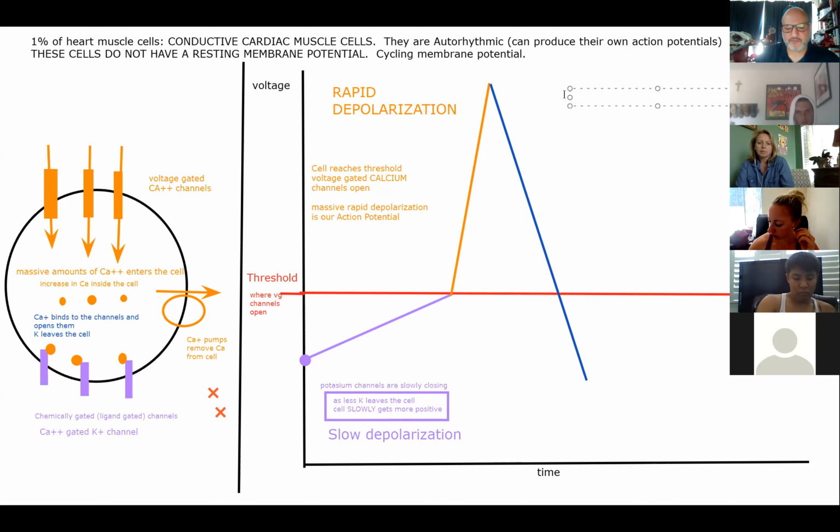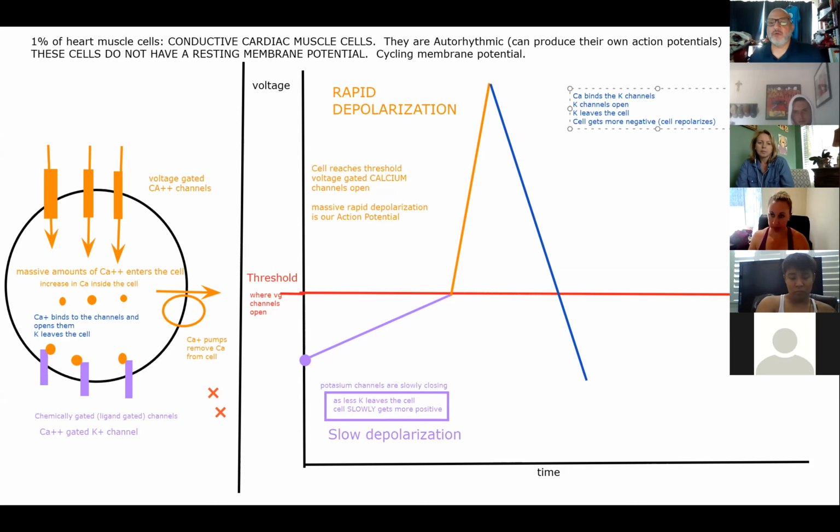so let's write this out. Calcium binds to the potassium channels. The potassium channels open. As the potassium channels open, potassium leaves the cell. And the cell gets more negative. Now, the word that we actually use here is we say the cell repolarizes.